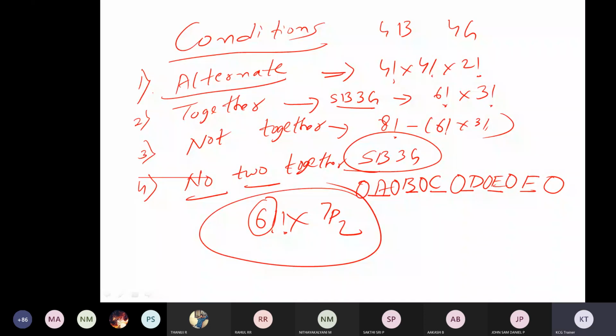Is it clear? Yes, sir. Can we go to circle now? Yes, sir.